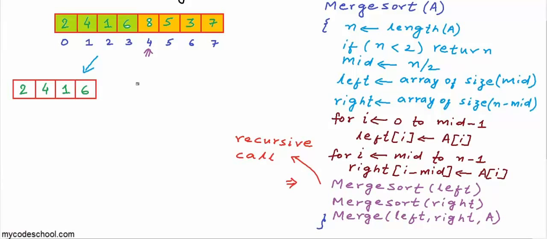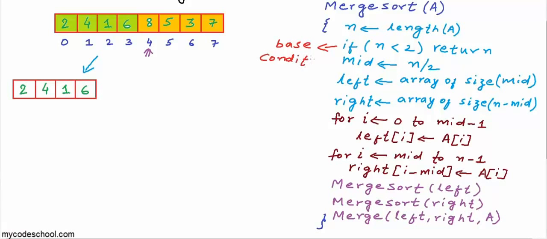Now once again we start at the first line in a new call to merge sort for this new array. N is not less than 2, so we will not return and exit. This particular condition is the base condition or the exit condition from the recursion. If this was not there, we would have gone endlessly in recursion. We needed to stop somewhere. Once again we will create lefts and rights, and once again there will be a recursive call passing this array 2, 4 as argument. So once again the state of execution of this second merge sort will also be paused.